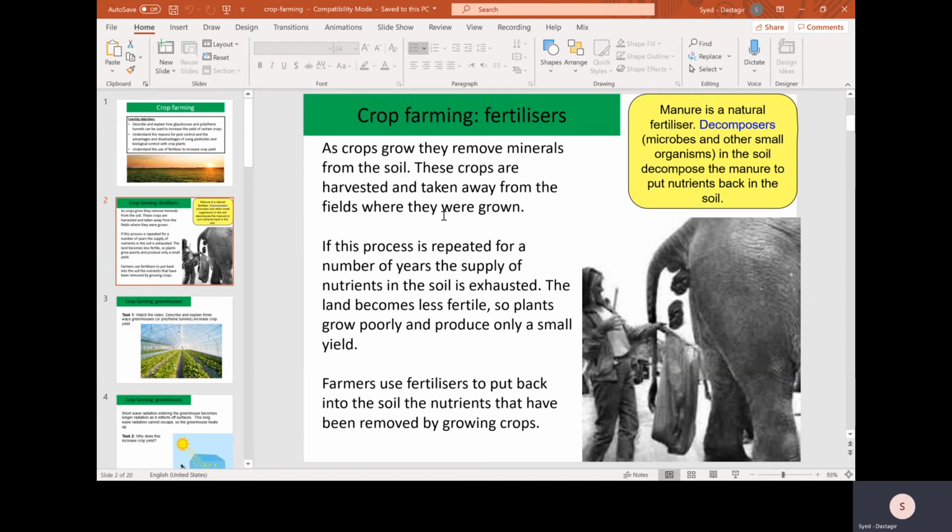So you need to be thinking about cost effectiveness. Farmers use something called fertilizers to put back into the soil to make sure there are enough nutrients. An organic fertilizer we mentioned yesterday was manure, which is a natural fertilizer. Decomposers, microbes and other small organisms in the soil decompose the manure to put nutrients back into the soil. And if you don't know what manure is, you can have a look at this wonderful picture.